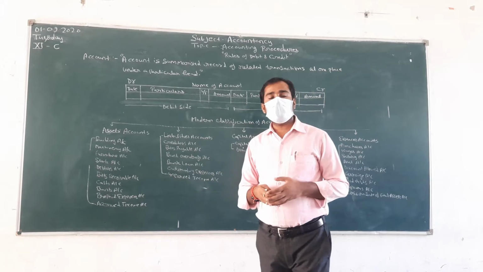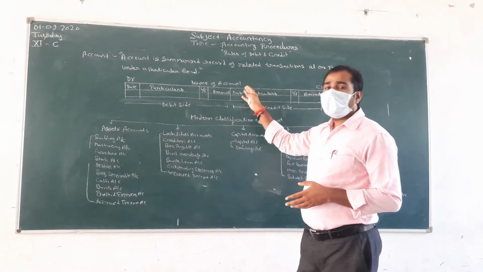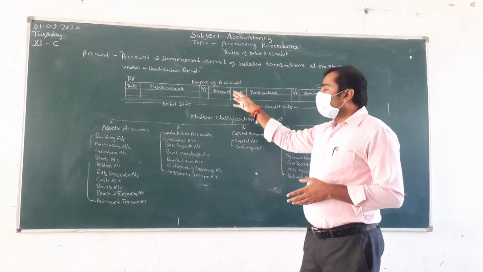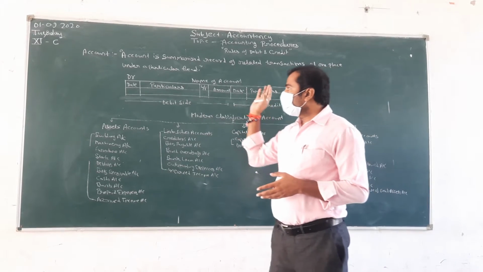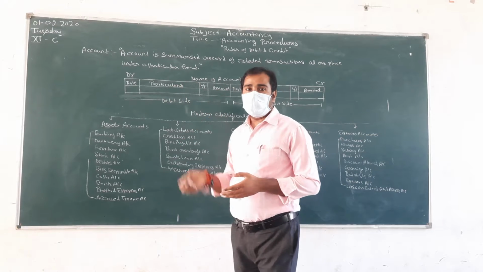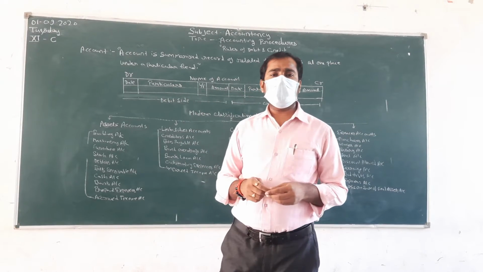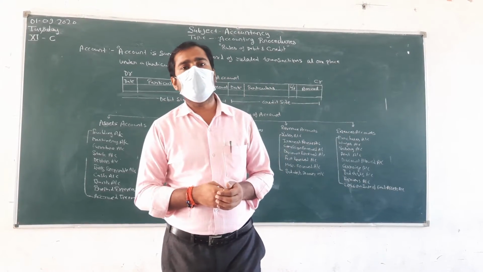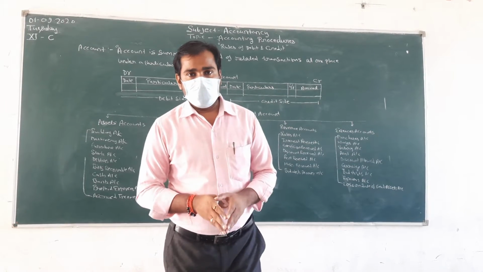Whatever account comes, we should write the name of the account here, and we make the format like this, and we just put the amounts on the debit and credit side. So I hope you now understand the terms debit and credit better.